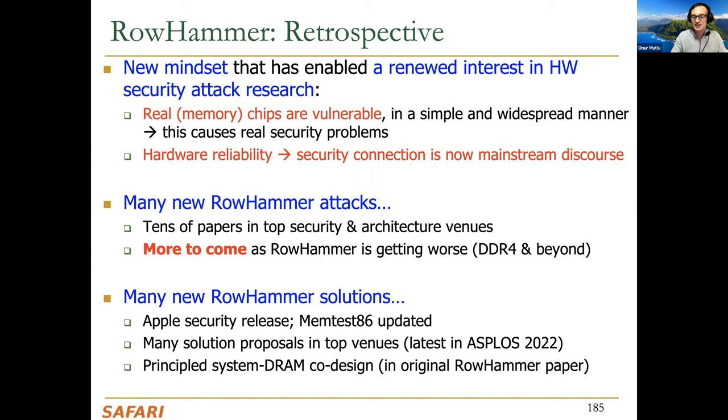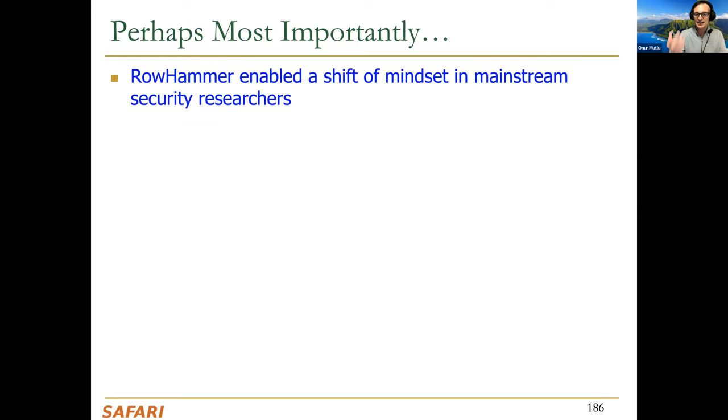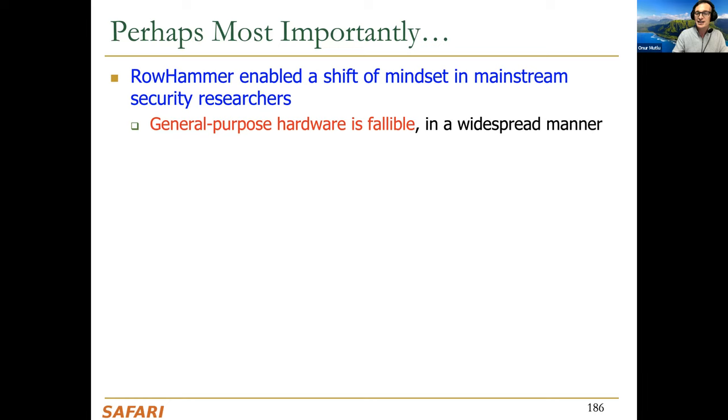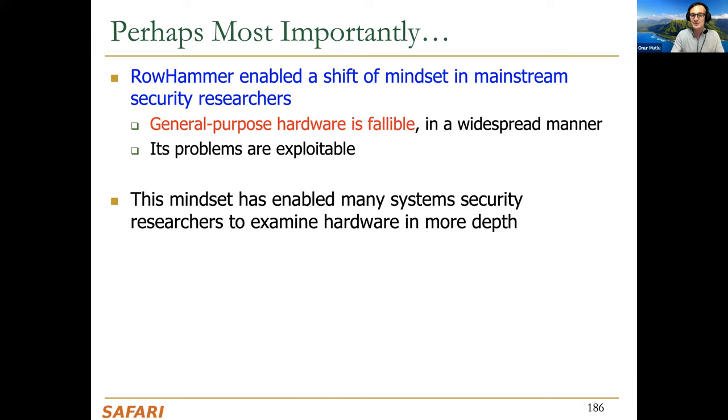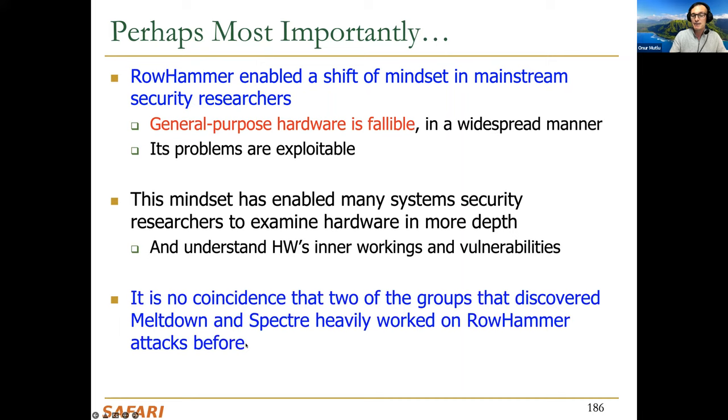And maybe perhaps more importantly, this mindset is very interesting because it points to the fact that general purpose hardware is fallible in a widespread manner, and its problems are exploitable. And I think this mindset has enabled many system security researchers over the course of last 6, 7, 8 years to examine hardware in more depth. And I think people should be examining hardware in even more depth. I'm not saying hardware security research was not going on before. Clearly, hardware security research was going on. It was very, very interesting to me. But I think it's even more interesting today because people are discovering even more vulnerabilities. For example, Meltdown and Spectre were discovered after RowHammer, and people who worked on RowHammer were involved in some of the Meltdown and Spectre works as well. And I believe there's more to come from that dimension as well. As we understand hardware more from a security perspective, we'll find out even more vulnerabilities, as has been happening, and hopefully we'll design more secure hardware going into the future.